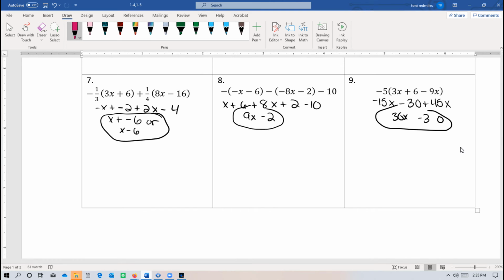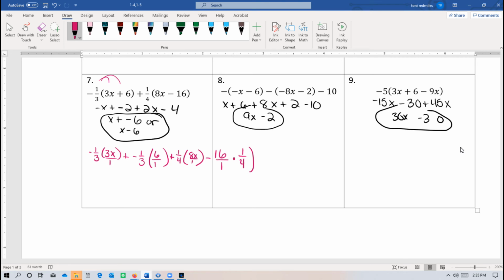Here's another fraction we can do. So first let's distribute the fraction through. So it's going to be negative 1/3 times 3x, and I'm going to put that over 1, plus negative 1/3 times 6, which I'm going to put over 1. Plus, and we're going to distribute through the 1/4. 1/4 times 8x, which I'm going to put over 1, and negative 16 over 1 times the 1/4. All right. This time I'm just going to multiply, reduce afterwards, but you can reduce before.